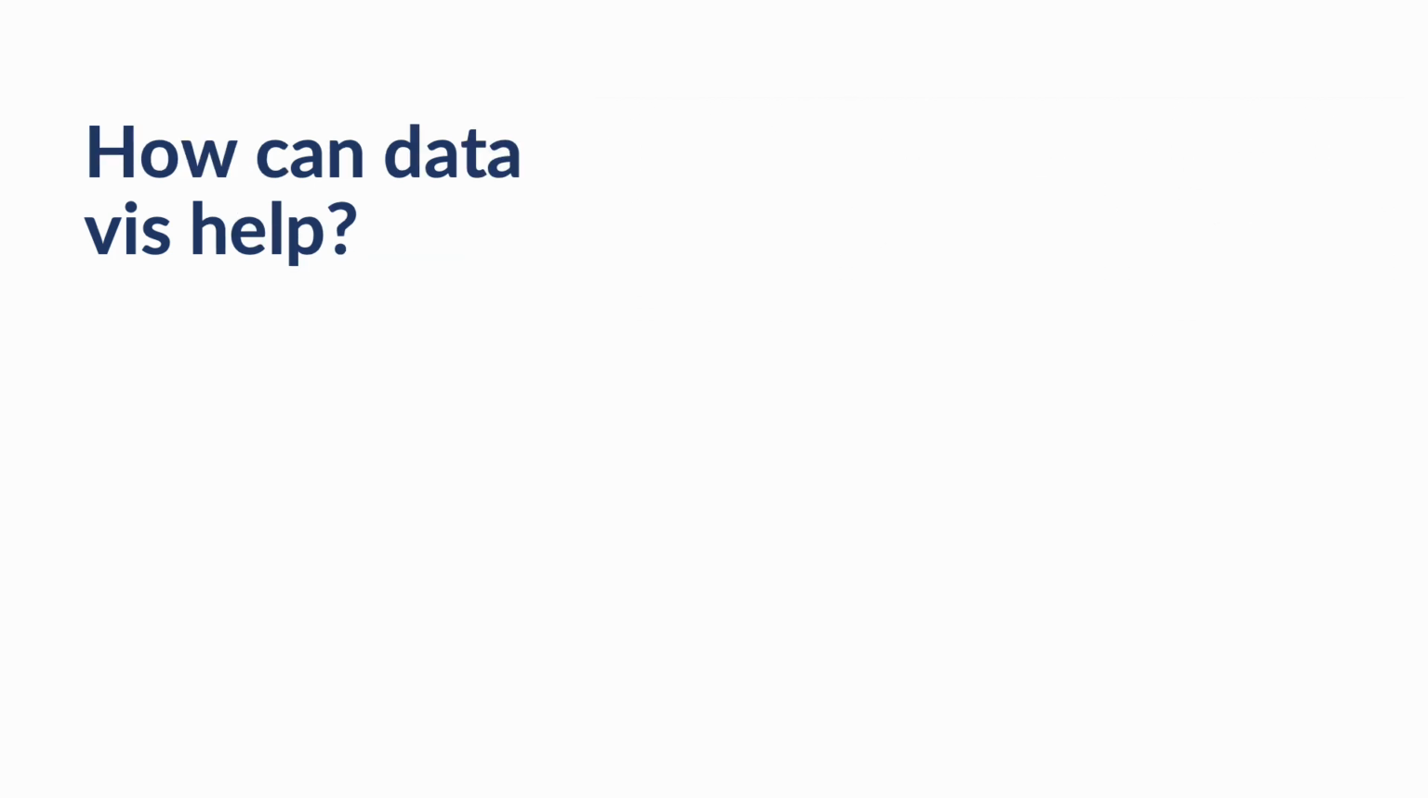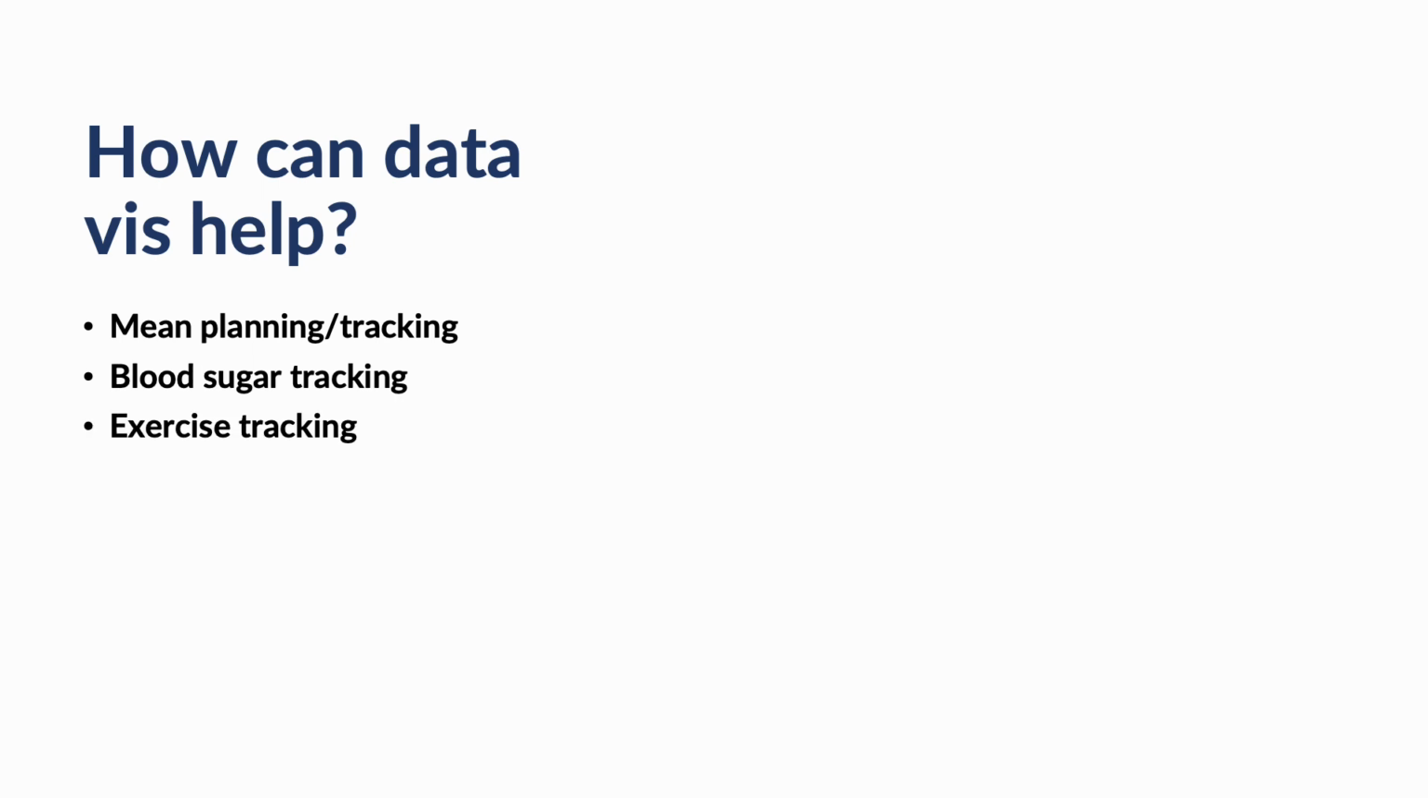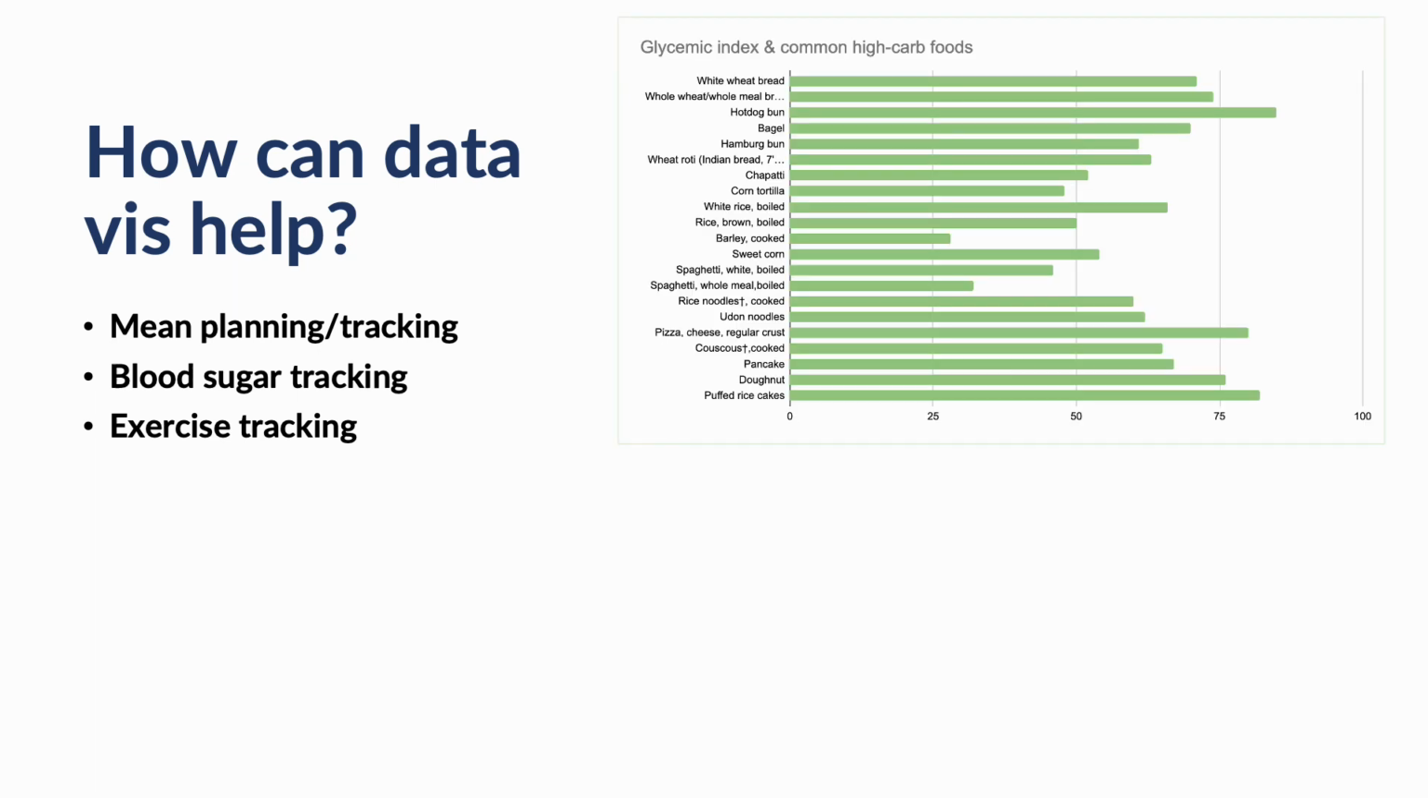So how can database help? It can help in 3 ways. First, by meal planning and tracking. Second, by tracking the blood sugar level over time. And third, by exercise tracking. Shown here is a bar chart of the glycemic index and common high-carb foods. Users can look at this chart and find out immediately what kind of food they should avoid and what kind of food they can take, so they can plan their meal accordingly.